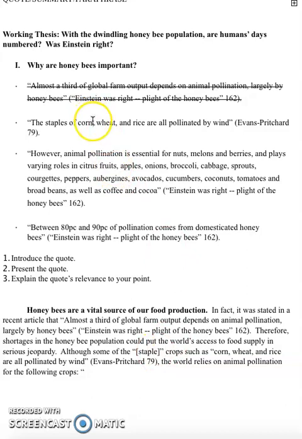Now, because this is something that Evans Pritchard said on page 79, I don't want to use the word staple or staples and not quote it, because it's not my original idea, right? It's not my writing. But staples, plural, doesn't make sense in this sentence. It would read, although some of the staples crops, and that doesn't make sense. I need to change the plurality of the word to singularity, right? It needs to be singular.